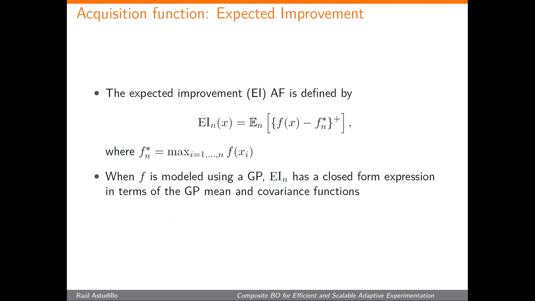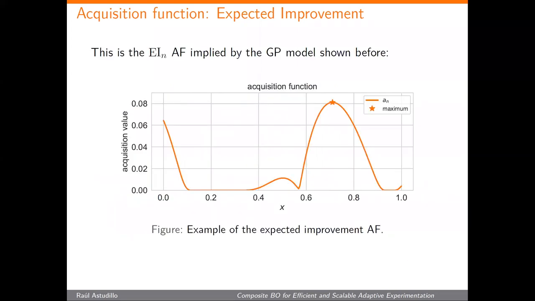I would like to also highlight a property of the expected improvement that is going to be important later in my talk, which is that when we model F as a Gaussian process, the expected improvement has a closed form expression in terms of the mean and covariance functions. And this has been key because it means that it is very easy to compute this acquisition function, and therefore it is easy to optimize it. And this is what the expected improvement acquisition function looks like for the Gaussian process model that I showed before.